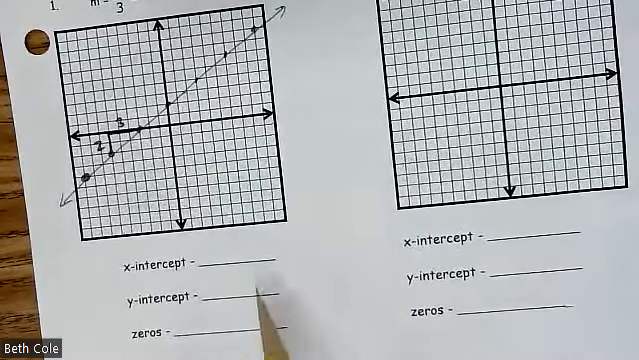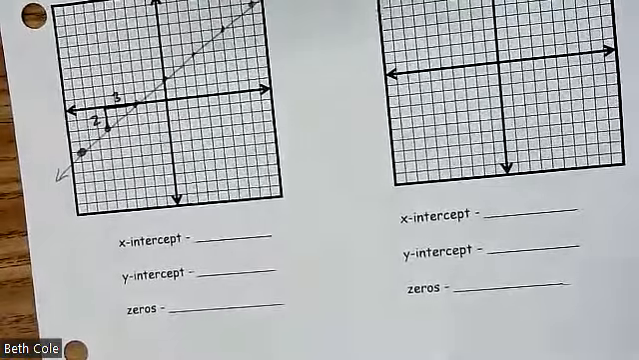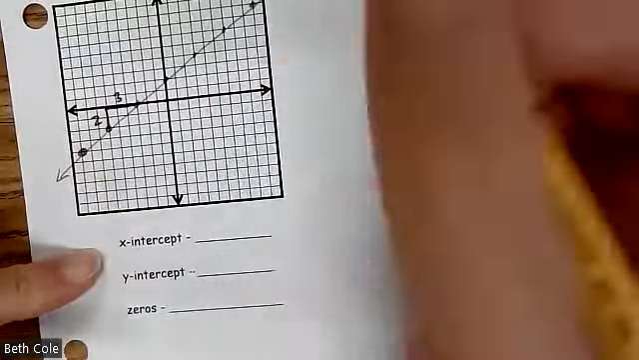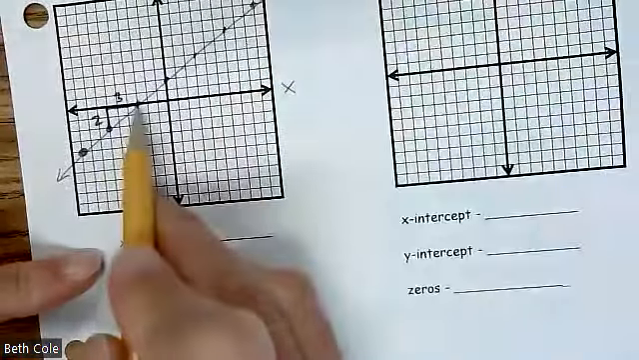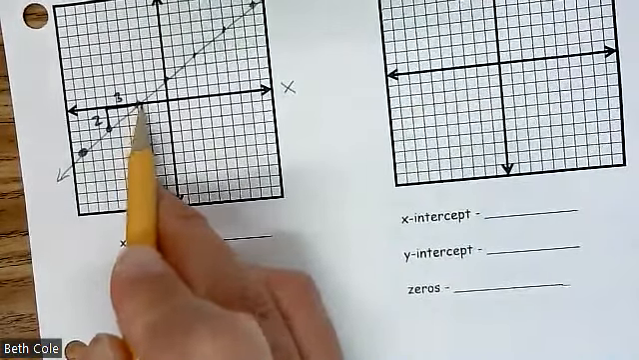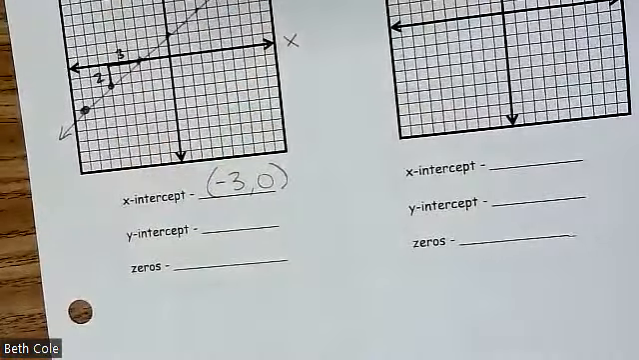Now, when you write these, you have to write an ordered pair. I don't really have a better explanation than here it is. Just look at it. All right. This is your x-axis. Here's your x-intercept. Where is that touching the x-axis? Good. Now you have to write -3, 0 because it's an ordered pair.